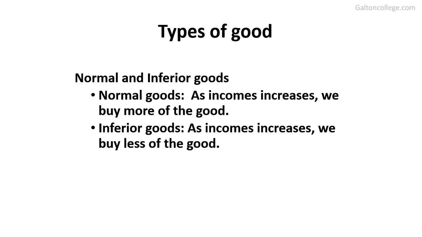But it's inferior if it has this relationship. If income increases, we buy less of it. That's what we mean by an inferior good. Nothing to do with the quality, just it's an economic relationship. As incomes rise, we buy less. And that's what we call in economics an inferior good. We have different types of goods in economics. We have others, the Giffen good, which is one we will bump into as well.